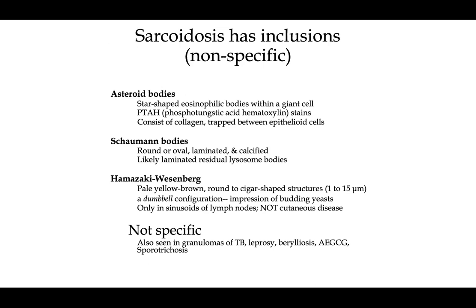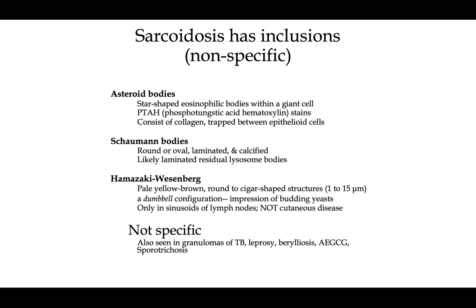Sarcoidosis has inclusions, and so here are a list of different inclusions that you might be able to see in sarcoidosis. However, seeing these inclusions is non-specific, so it's not going to tell you, oh, this is sarcoidosis. So asteroid bodies, which are star-shaped eosinophilic bodies within a giant cell. Phosphotungstic acid hematoxylin can mark these as well. They consist of collagen, and they're trapped between the epithelioid cells.